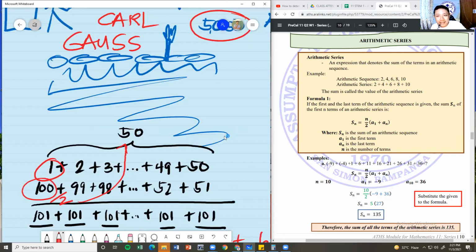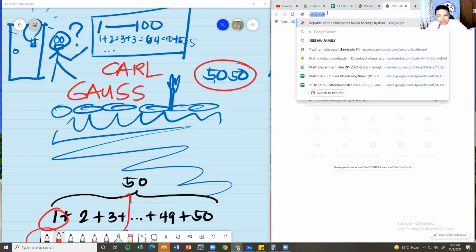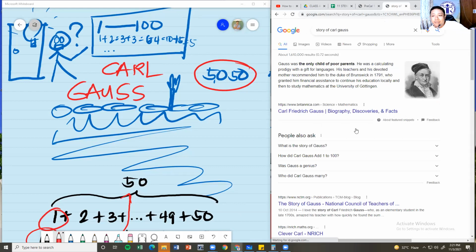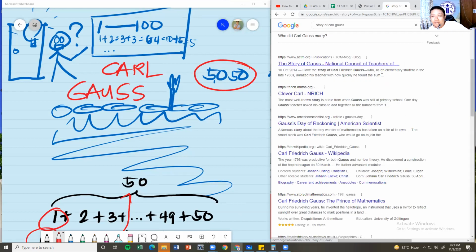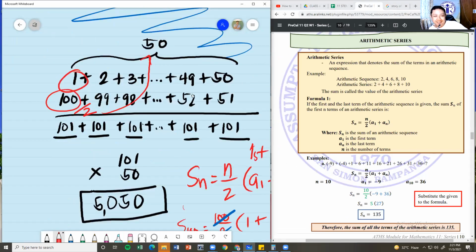Try typing it, try searching Carl Gauss. Story of Carl Gauss. There, his stories will come up. There, see? It says who was an elementary student in the late 1700s, amazed his teacher with how quickly he found, etc. Oh, see, it's a real story. It's a true story. This is the story, mine was just animated. Okay? So, feel free to look up that story. Okay, let's now have it.